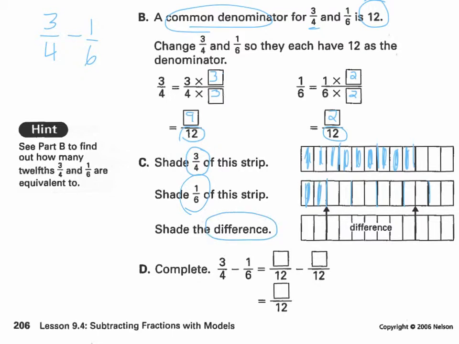When we find the difference, that means we're subtracting. So how many sections of 12 are left? And we count the difference. 1, 2, 3, 4, 5, 6, 7. 3/4, which is 9/12, subtract 1/6, which is 2/12, gives us 7/12 left.